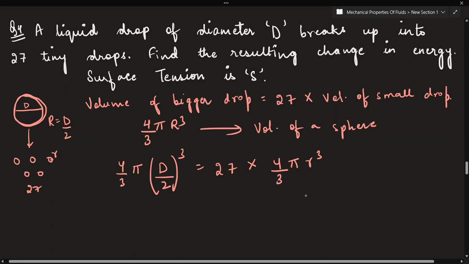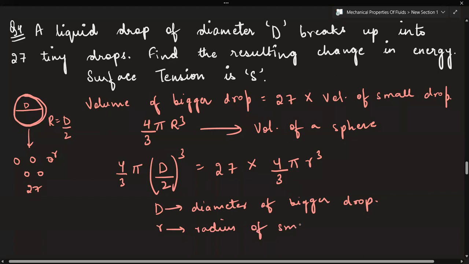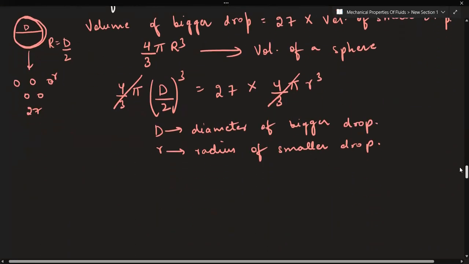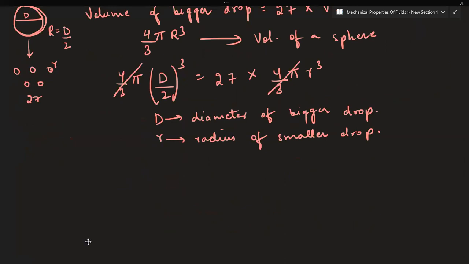Is this step clear? D is the diameter of the bigger drop and small r is the radius of the smaller drop. Now see, we can easily cancel 4 by 3 pi by 4 by 3 pi from here. Now what are we left with? D by 2 whole cube.